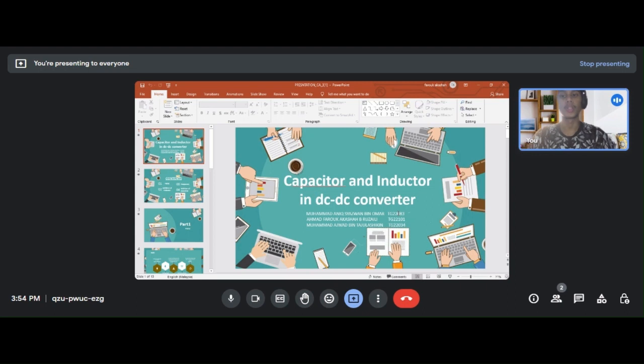Today we present about our topic. The topic is capacitor and inductor in DC-DC converter. My name is Ahmad Farooq Kashabi Ruzali. My partners are Muhammad Anik Shazwan bin Omar and Muhammad Ajwad bin Tajul Shikin. So we will proceed to the first slide.